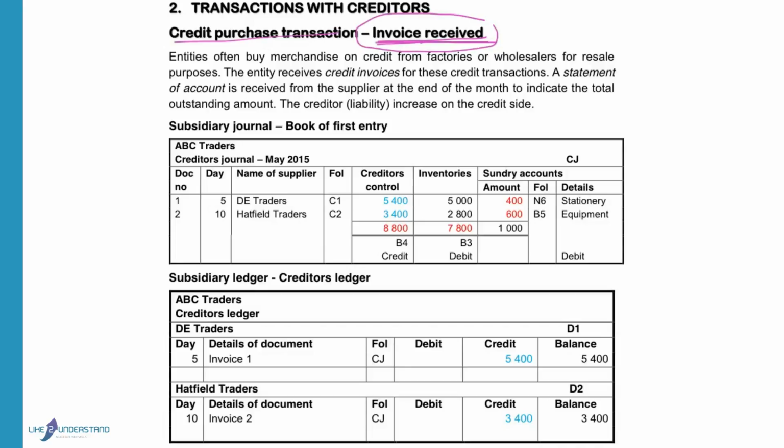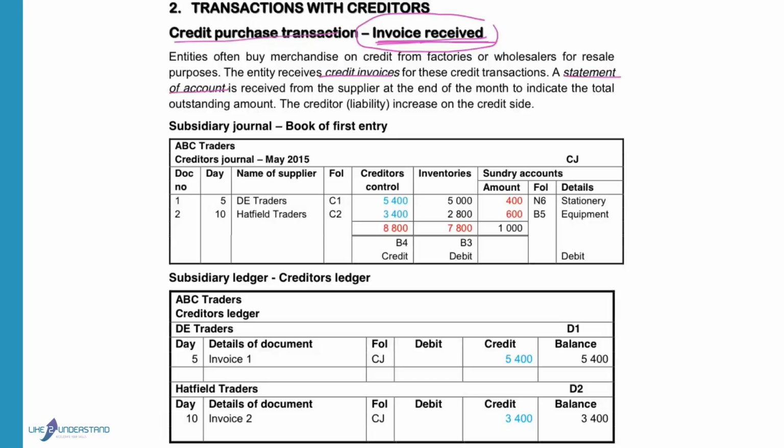Entities often buy goods from factories and wholesalers that they will sell in their businesses again, and because they don't have enough money, they can either buy cash or credit. They will quite often buy the goods on credit. They will receive a credit invoice for these credit transactions, and at the end of the month they will send a statement of account to the business so that they know what is the outstanding amount so that they can pay it.